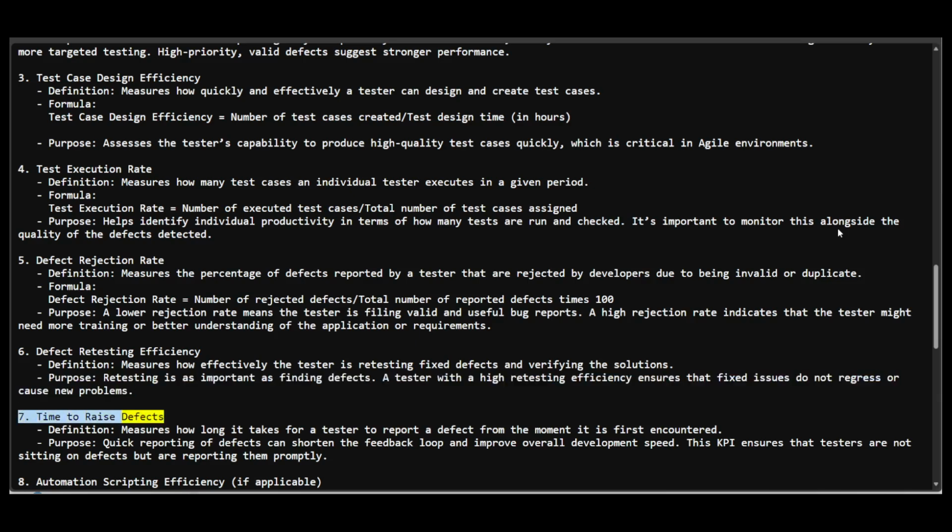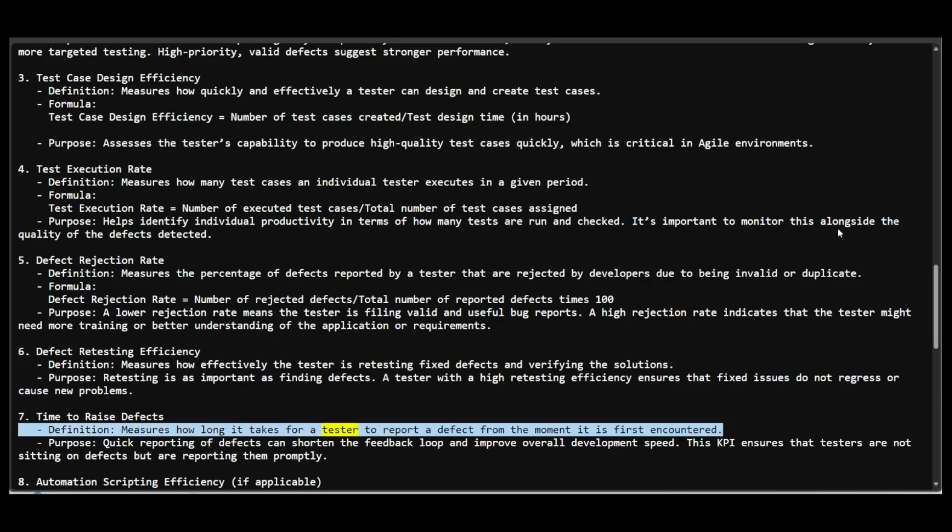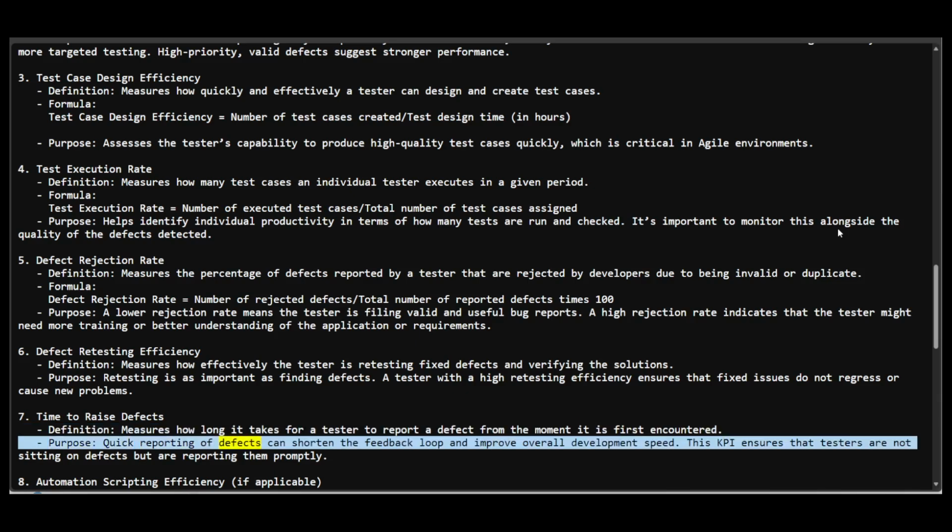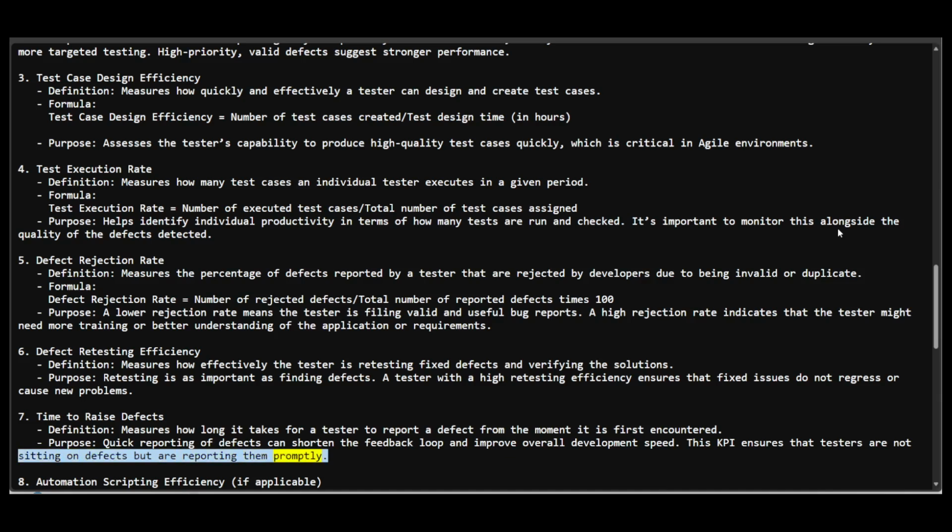7. Time to raise defects. Definition: measures how long it takes for a tester to report a defect from the moment it is first encountered. Purpose: quick reporting of defects can shorten the feedback loop and improve overall development speed. This KPI ensures that testers are not sitting on defects but are reporting them promptly.